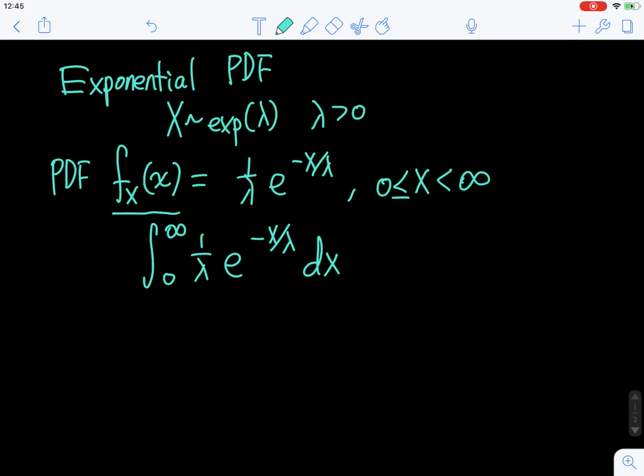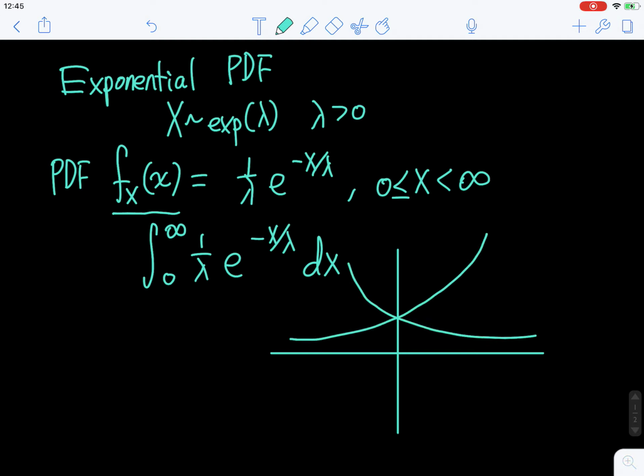Okay, let's think about what the graph actually looks like. Ignoring the parameter lambda, 1 over lambda, we will look at the graph of e to the x. We saw that our graph e to the x kind of looks like that. This is e to the x, this is e to the negative x, and this is negative e to the negative x. Okay, why did I do that?